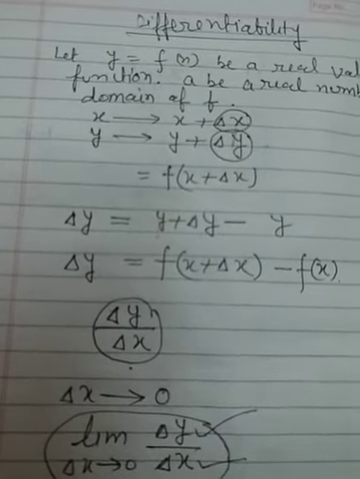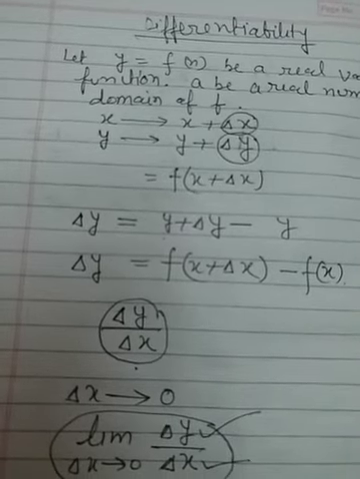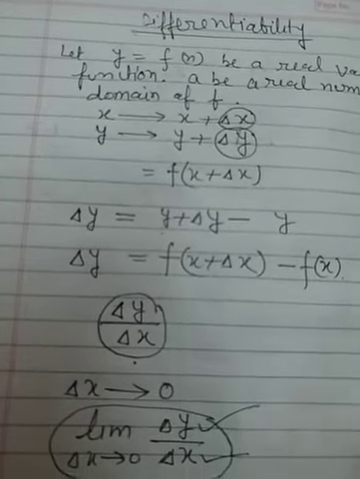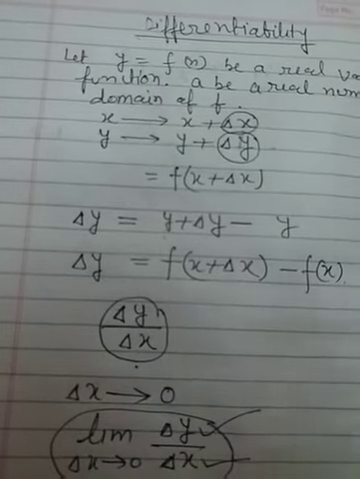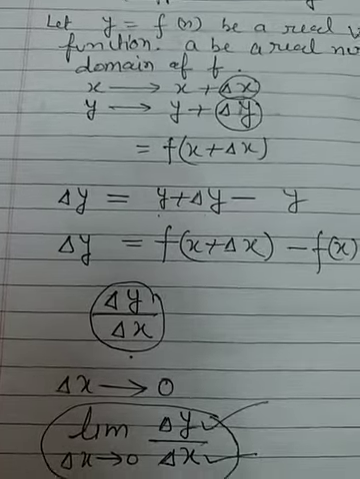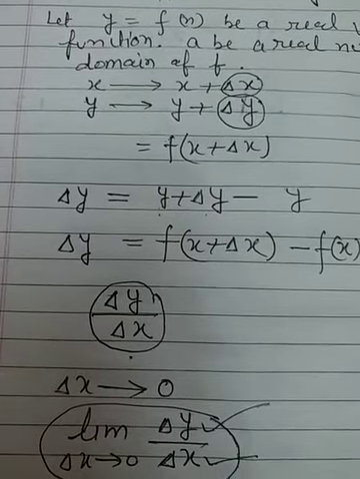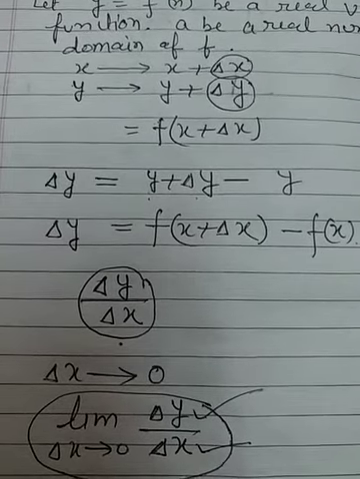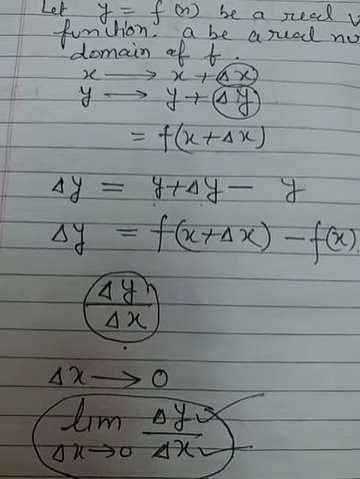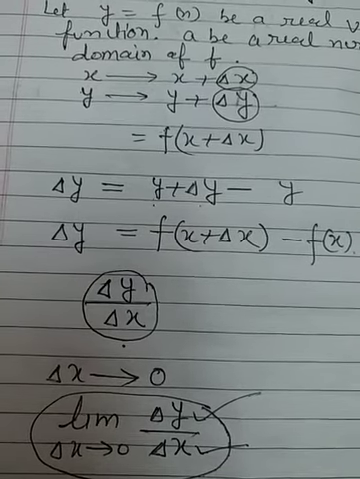And if y equals f(x), that is, y is a function of x, and we are changing x, then you will get a change in y also. That change we have written as delta y. So delta y will be y plus delta y minus y, and in place of y plus delta y we can write f(x plus delta x), and in place of y we can write f(x).